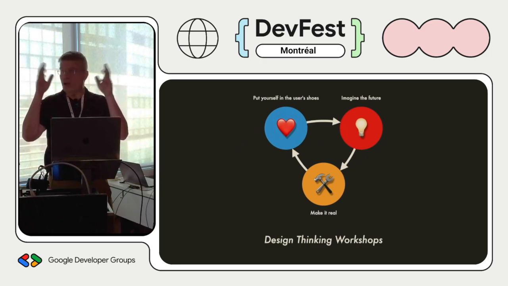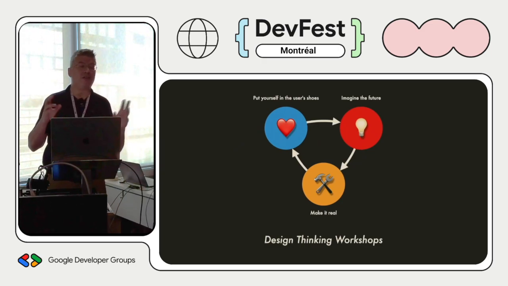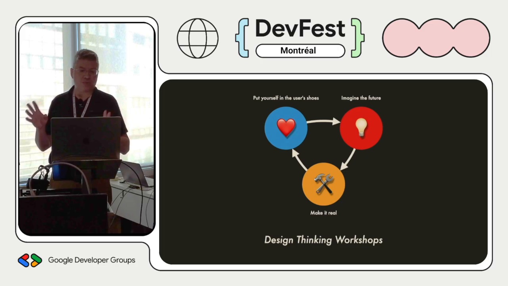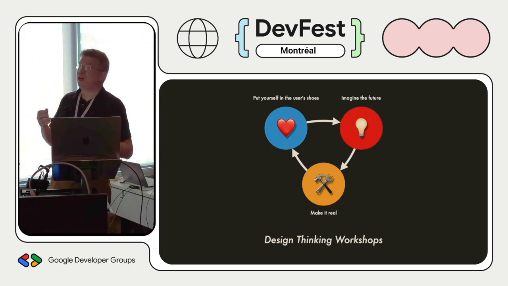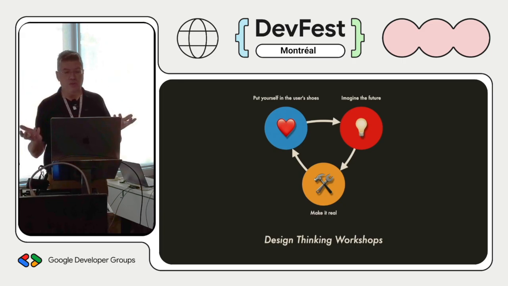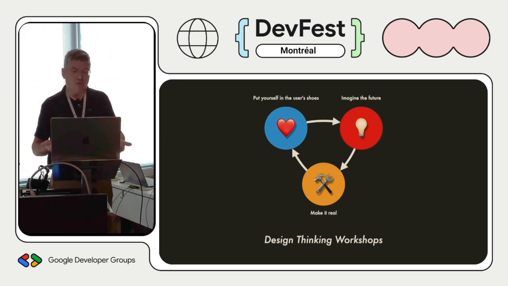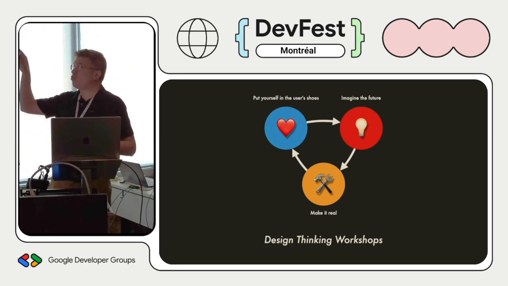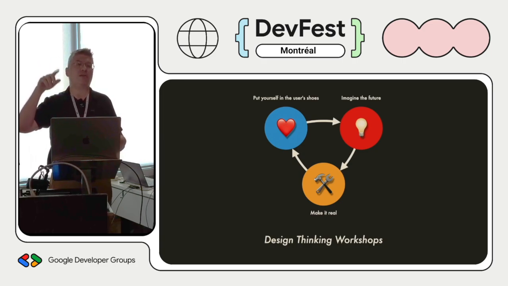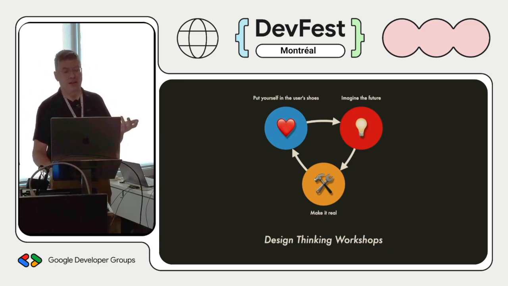If I reduce this back down a little bit more, the process looks as follows. You basically put yourself in the user's shoes, right? Pretty intuitive. You imagine what you could be doing, you imagine what the fixes are, and you make it real. And at the end of the day, you redo this a few times, you iterate, and you improve on the solutions until you have something really cool.